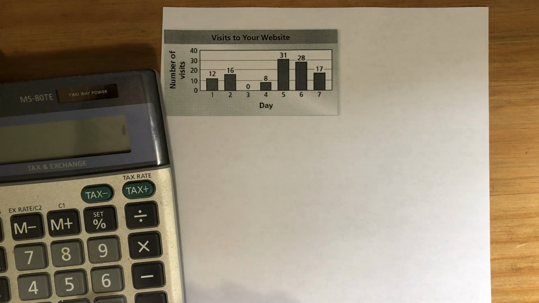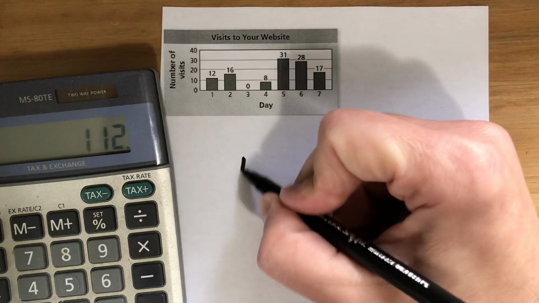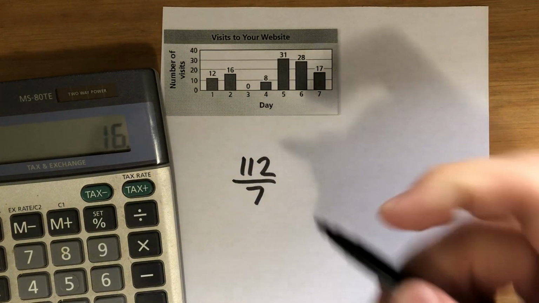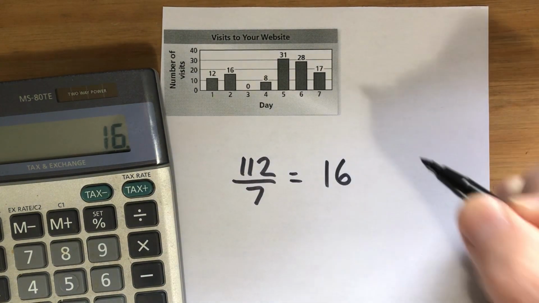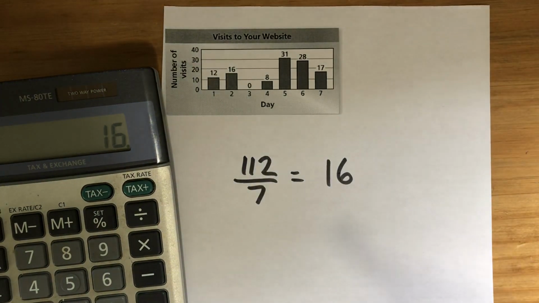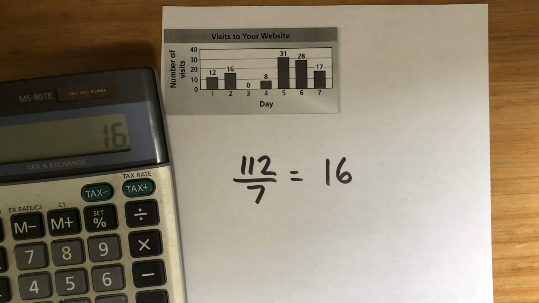All right, so we're going to go ahead and find out the average number of visits to the website. I'm going to add 12 plus 16 plus 0 plus 8 plus 31 plus 28 plus 17. And I got a total of 112. I'm going to divide that by the 7 days. And on average, there's about 16 visits per day. And you can see, obviously, days 3 and 4, where there were a lot fewer visits, really brought down the average, where on days 5 and 6, where there were a lot more visits, it brought up the average.